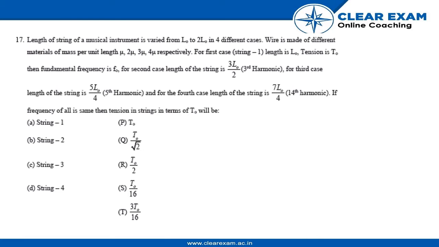For the first case, string 1, length is L0, tension is T0 and the fundamental frequency is F0. For the second case it's 3L0 by 2, for the third case it's 5L0 by 4, and for the last case it's 7L0 by 4. The frequency is the same in all, and the tension in the string in terms of T0 will be, so we need to find the tension in the string in terms of T0.